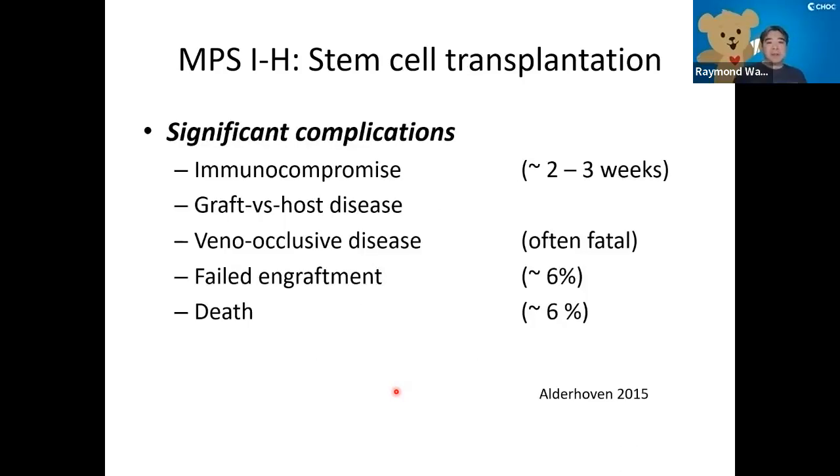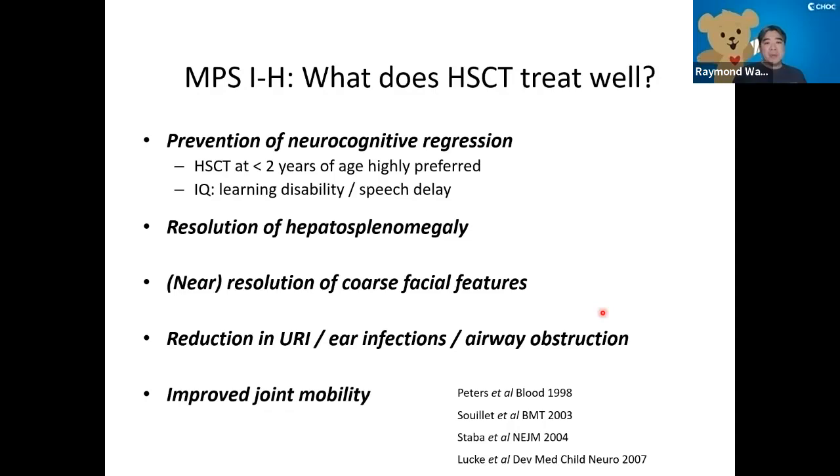Finally, so there are risks, right? You have several weeks of immunocompromise as you're waiting for engraftment. There can be graft versus host disease, veno-occlusive disease, which is actually now treated with a medication called defibrotide. And with all that, there can still be a 6% risk of failed engraftment where you have to do another transplant or even death.